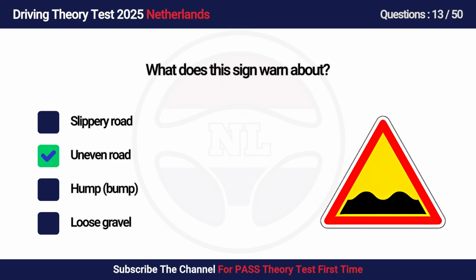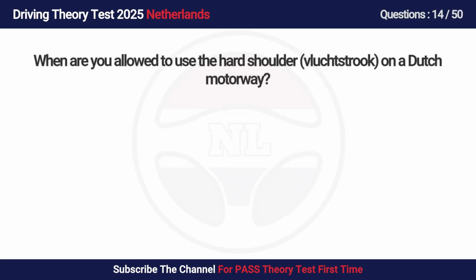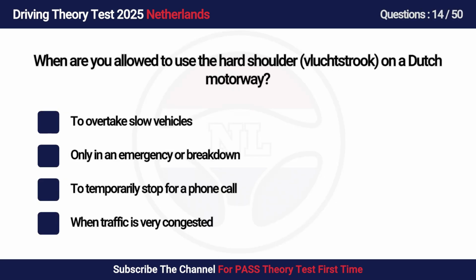Answer is B. Uneven road. This warning sign indicates an uneven road surface ahead. Drivers should reduce their speed to avoid loss of control or damage to their vehicle. Question 14. When are you allowed to use the hard shoulder on a Dutch motorway?